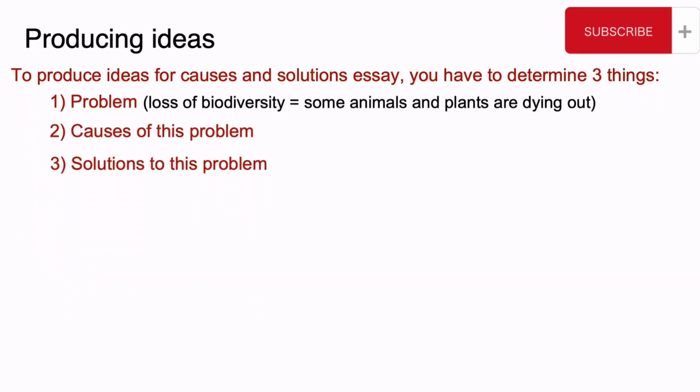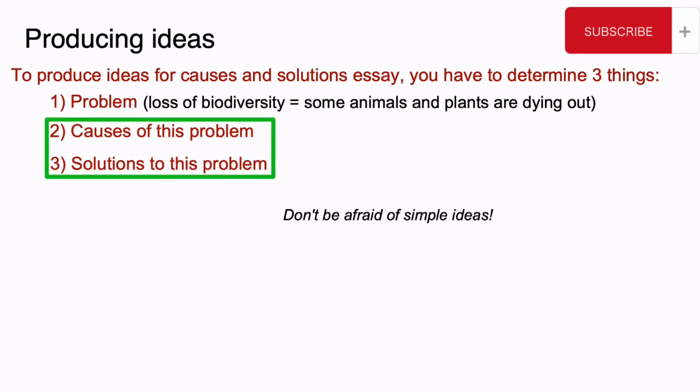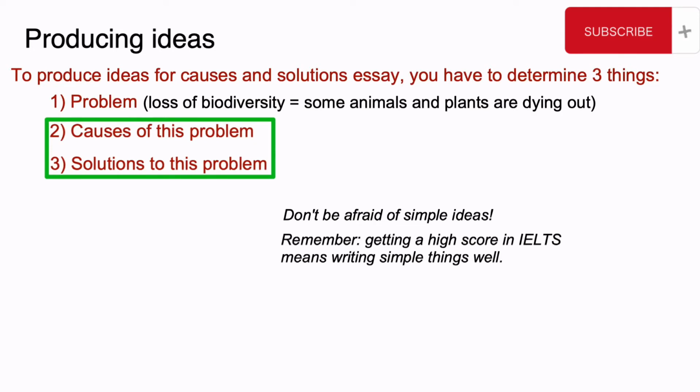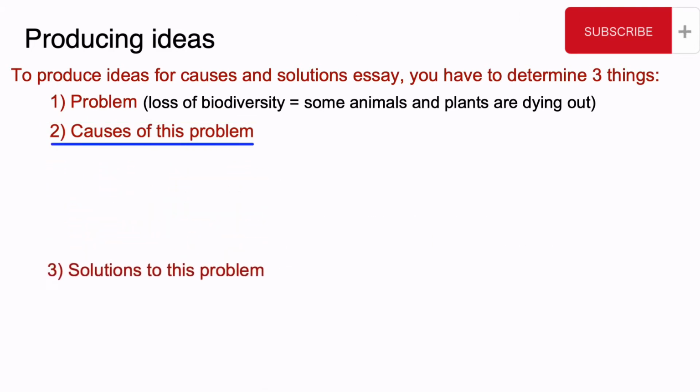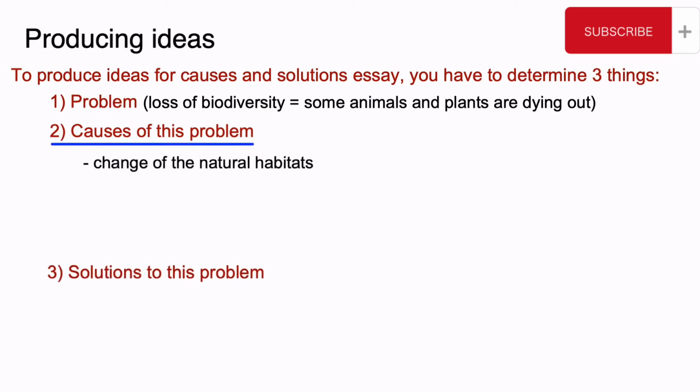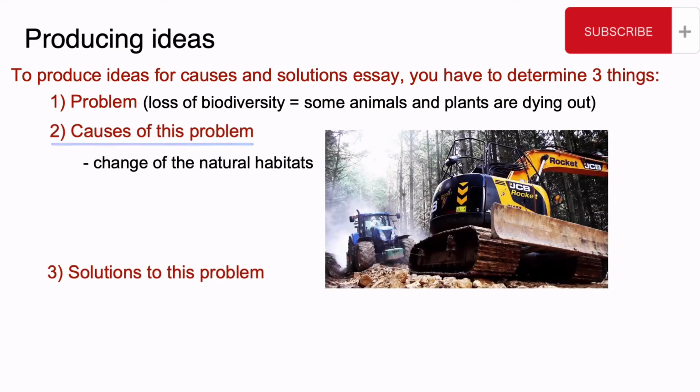Now let's think about its causes and solutions. Don't be afraid of simple ideas. Remember, getting a high score means writing simple things well. Here are some basic ideas that may come to your mind. Causes. Why animals and plants are dying out? So the first one is change of the natural habitats. When humans artificially transform the environment, like build roads, houses, etc., they destroy animals' natural habitat.